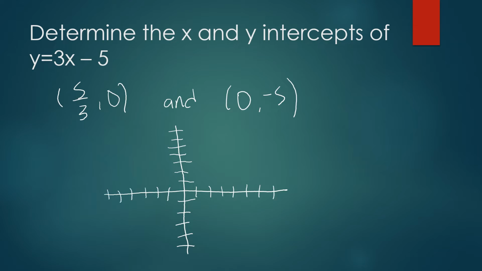But here's my graph, pretty sloppy looking, but I know my y-intercept is 0 comma negative 5, so I'm going to go down to 0, negative 5. 1, 2, 3, 4, 5. So I'll put my point right here. Now I know 5 over 3 is equal to 1.66, so that's about right there. So at this point I could draw my line, and it looks something like that.